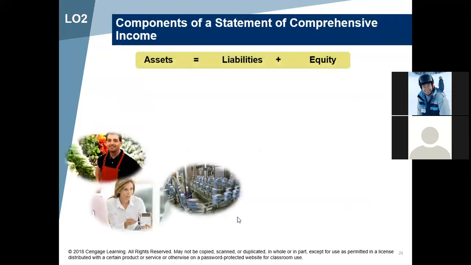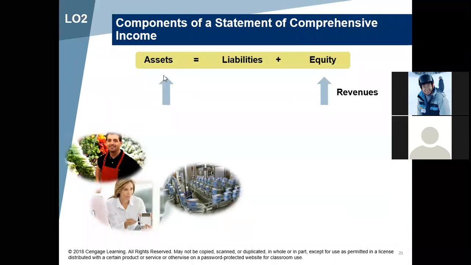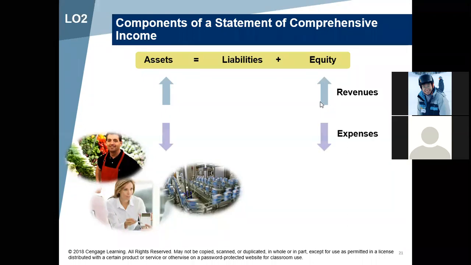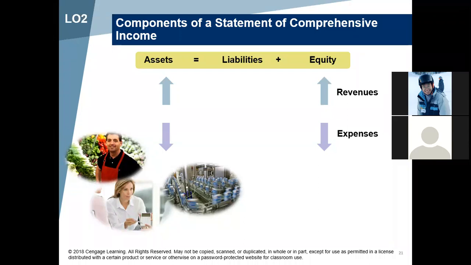So go back again to this. If you increase assets, you increase equity. Yes, tama ba? 'Di ba? For example, you sell merchandise inventory. Of course, you will increase revenue because you have an increase in your sales. And also you will increase assets when you have an increase in cash or if you increase also your receivable.